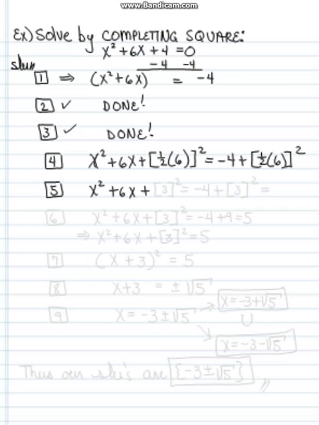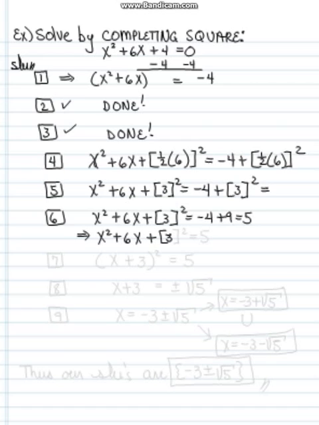Step 5, we simplify inside the bracket only to give us the 3. See, we just have that 3 squared inside. Okay, let's go on to step 6, where we're going to simplify the right-hand side, bring down the left side, and the right side is negative 4 plus 9, which is 5. In other words, we have x squared plus 6x plus bracket 3 squared equals 5.